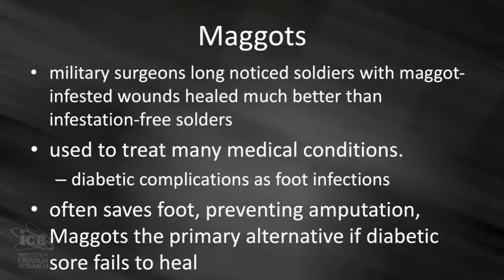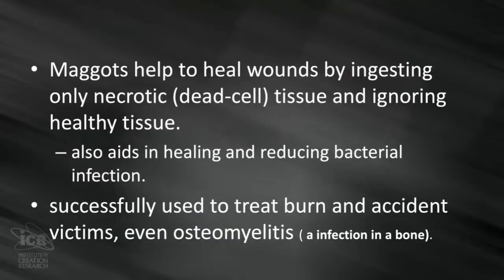And now we know that when you have diabetic wounds, one of the primary alternatives, aside from losing your leg, is using maggots, which effectively differentiate necrotic tissue from good tissue. So they selectively remove the bad tissue and leave there the good tissue. So they're incredibly effective at separating the problem from the body.